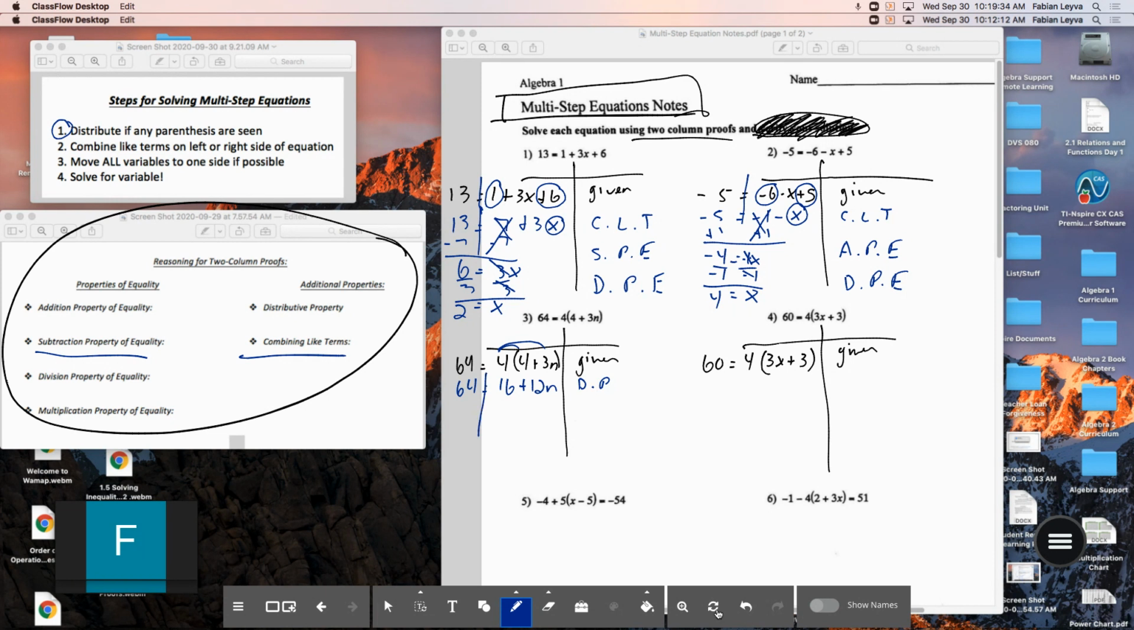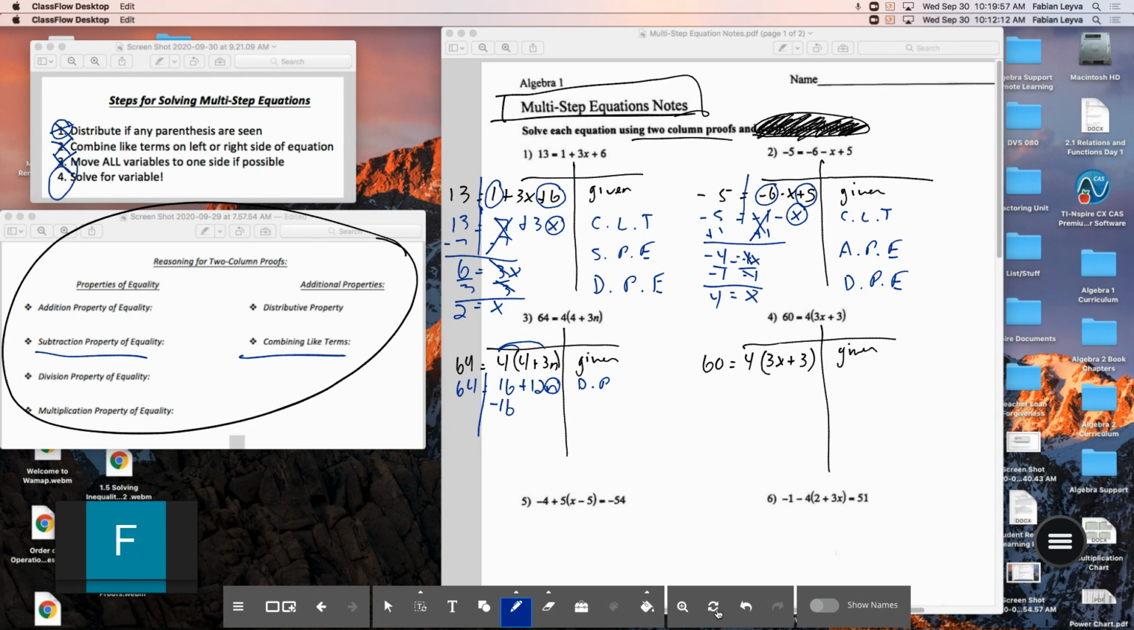Now I keep going through my list. There is no more distribution because there's no more parentheses. Can I combine like terms on the left and right? No, because I have a 64 on one side, I have a 16 and a 12, and I can't combine those. I can't move all my variables to one side because I only have one variable to one side. It's already there, so that means I'm good with that step. Now I just have to solve for the variable.